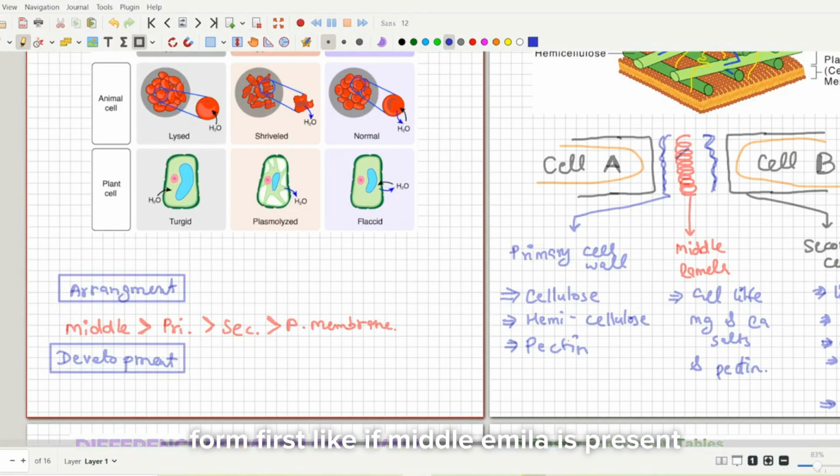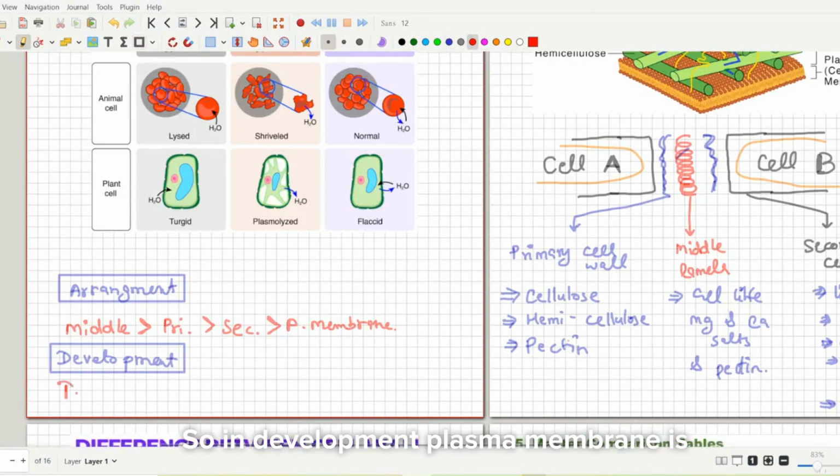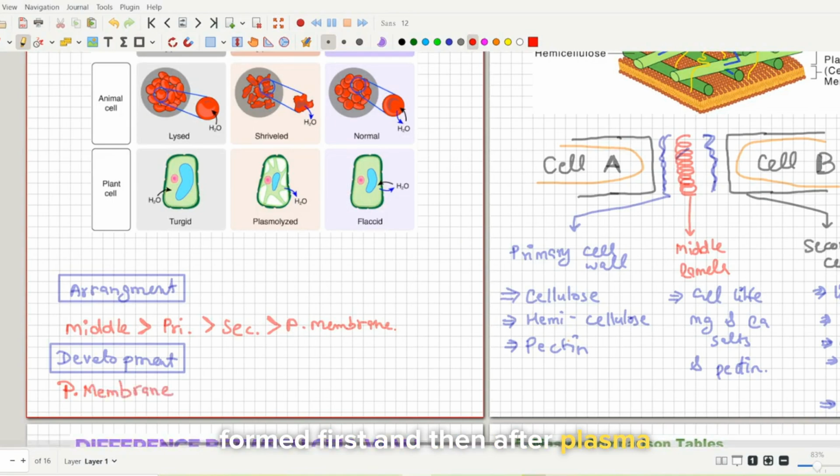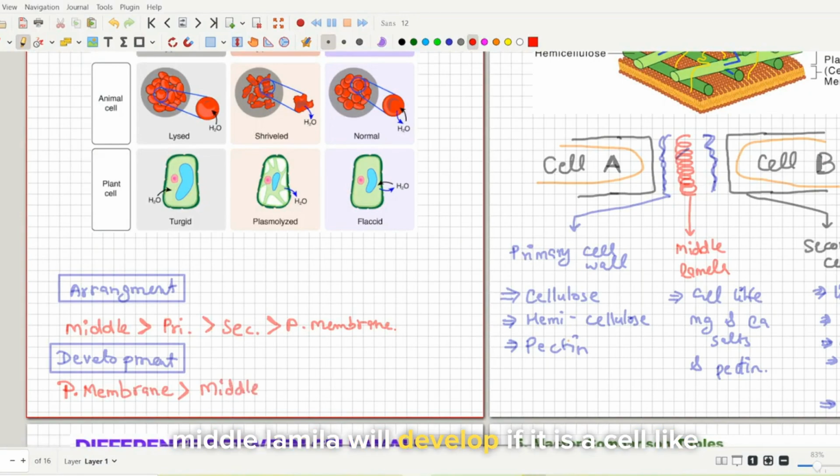If the middle lamella is present outside, that does not mean that the middle lamella is the first layer formed in the cell. Actually, the first layer that is formed in a cell is the plasma membrane. So in development, the plasma membrane is formed first, and then after the plasma membrane, the middle lamella will form. The middle lamella will develop.